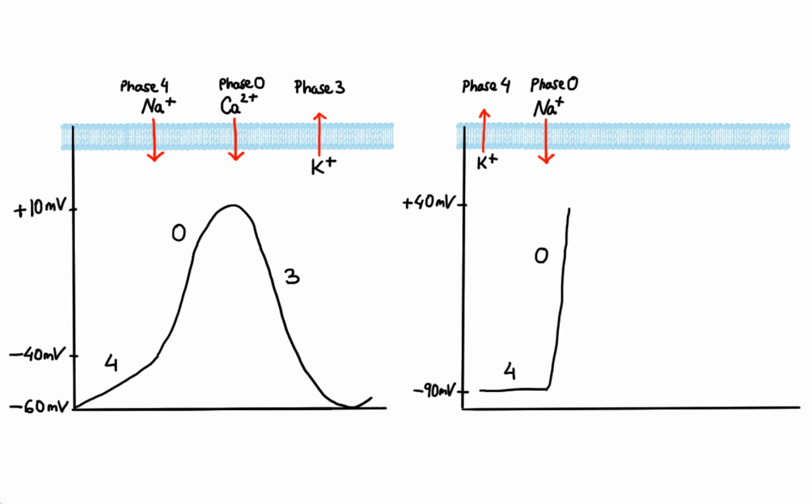At this point, the sodium channels become inactivated and other voltage-gated channels begin to open, mainly potassium channels, which allow potassium to escape, thus bringing about a small dip in membrane potential. This is referred to as phase 1.